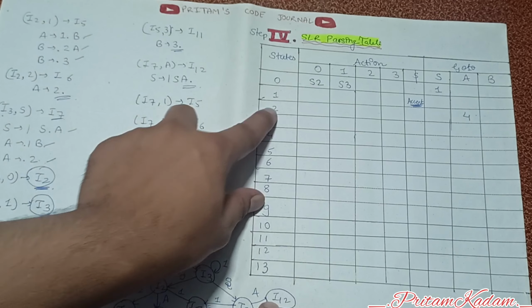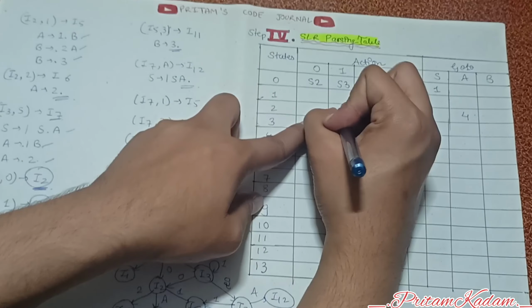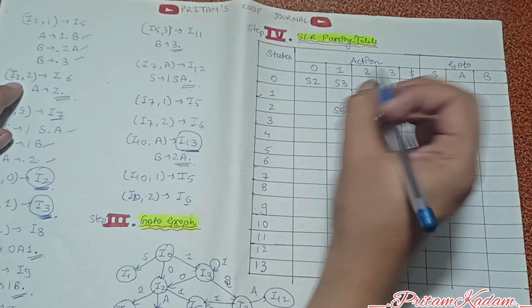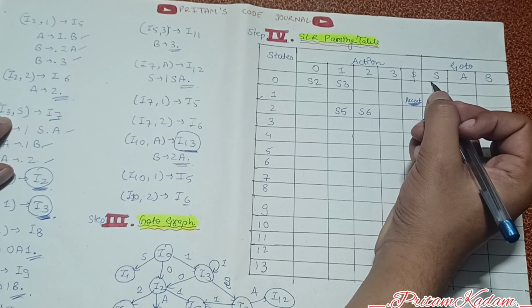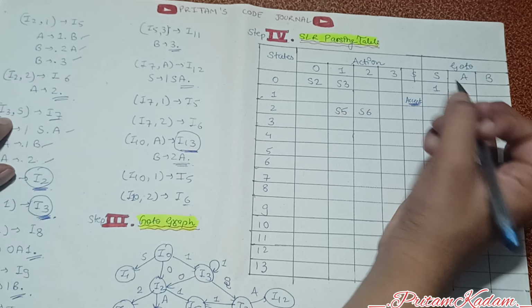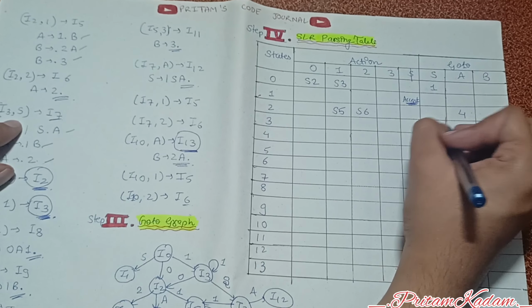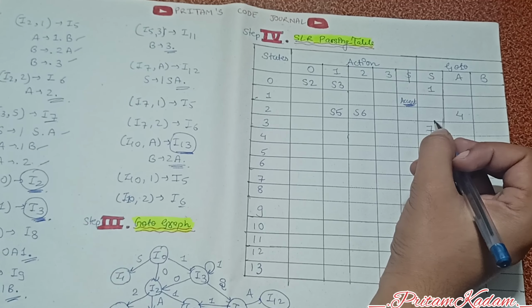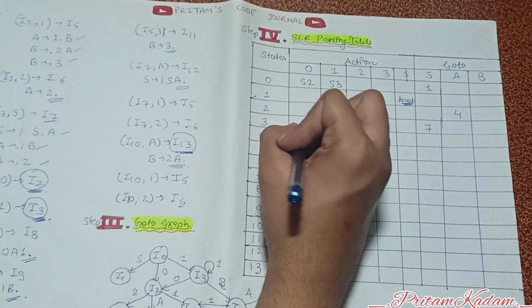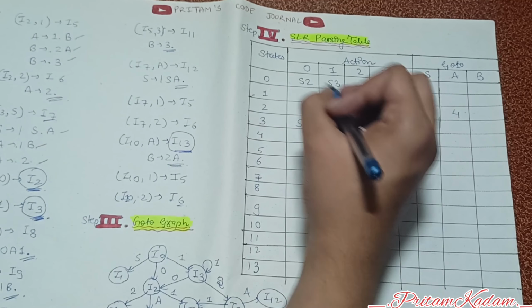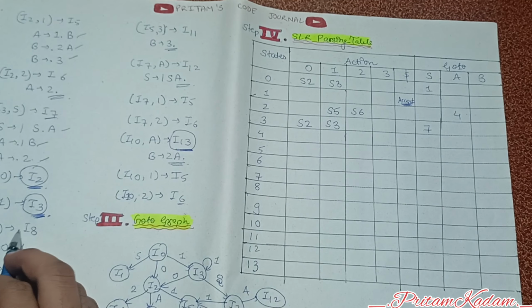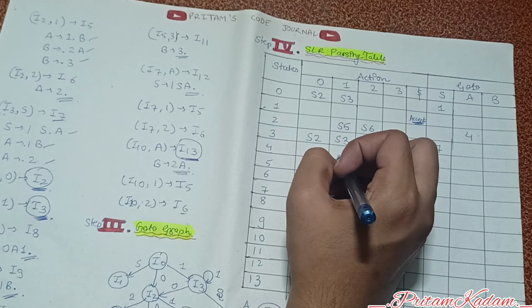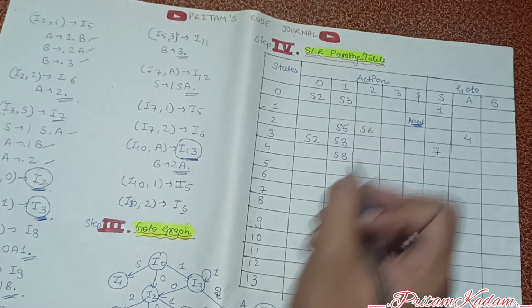So I2 on 1 goes to the state 5, so shift 5. I2 on 2 goes to shift 6. On passing S in I3 state, we got the I7, so we'll write 7 over here. Okay, now we have, when we passed 0 in I3, we got the S2. When we passed 1, we got the S3. Now on passing 1, we got the S8.